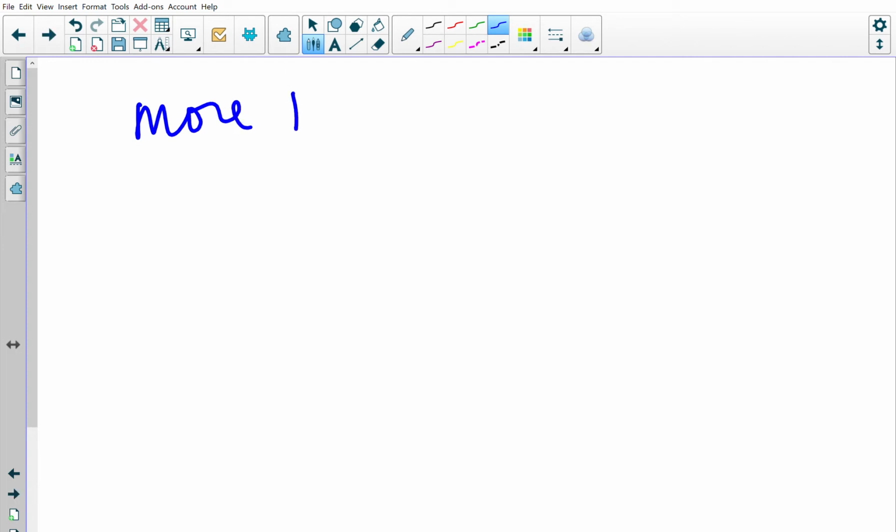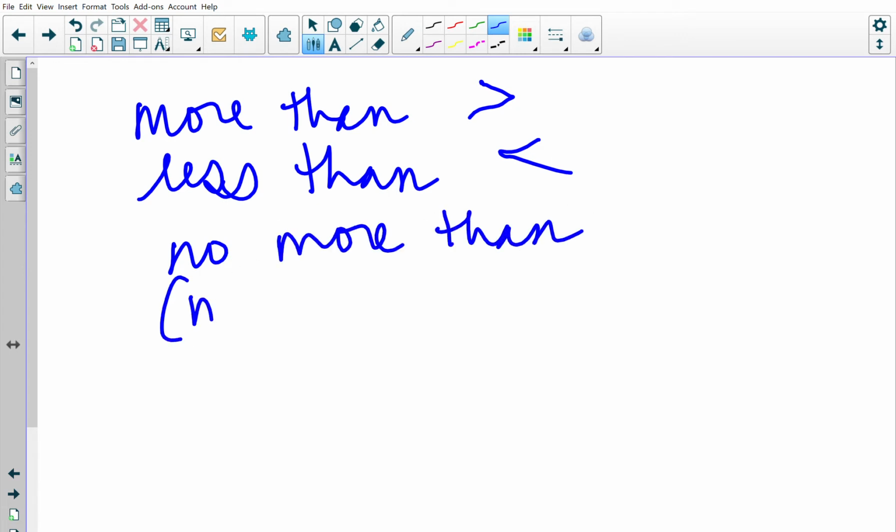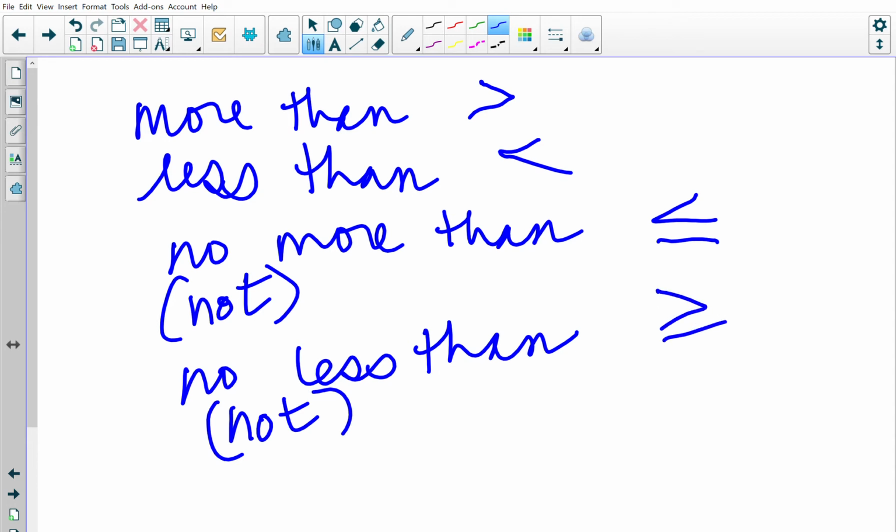So if it says they're charging more than, you probably know more than is like this and less than is this sign. But sometimes you'll see no more than, and it also might be written not more than. So it can't be more than, but it can be less than or equal. Sometimes it'll say no less than or not less than. So it can't be less than, it can be greater than or equal.